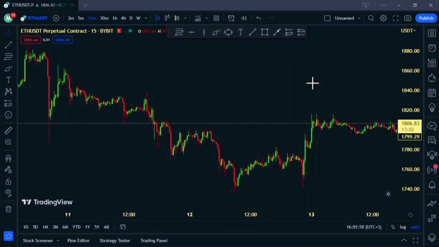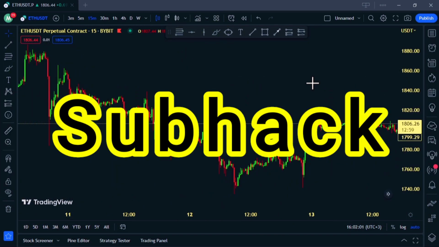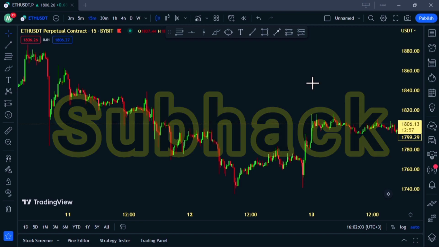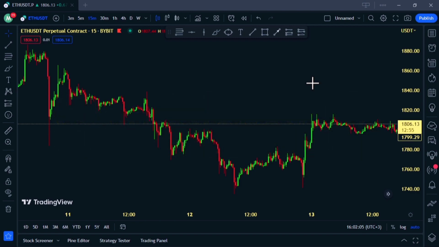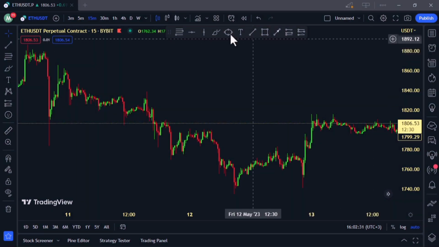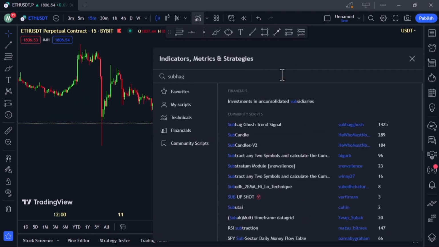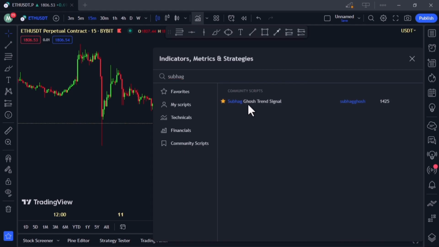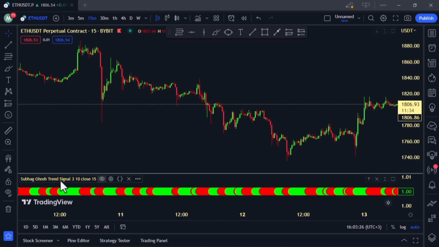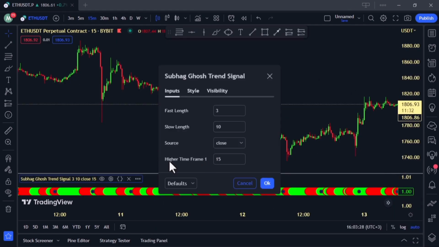The first technique which I want to teach you is the Subhack technique, and the name is coming from the main indicator, of course. How to work with it? Let's do it right away. First we have to go to the indicators section here and simply write in Subhack, just like that. We want this one, we can make it favorite, bring it on the chart, and we go directly to the settings and change this section, the higher time frame, to 240.